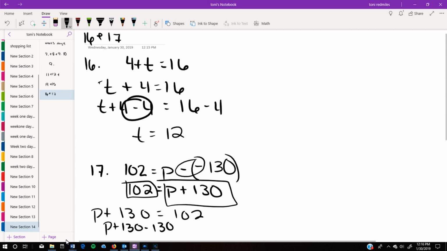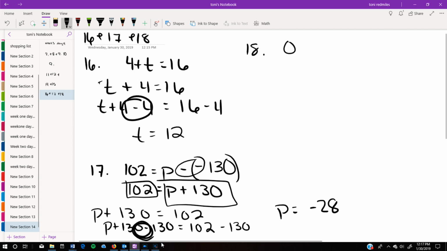When I worked in college, I didn't show people the flip-flop. I just assumed them to know it. So if you get it, don't worry about the flip-flop. I just think it's easier for someone to keep their math straight. All right, so 17 was negative 28. Now 18 is a word problem.